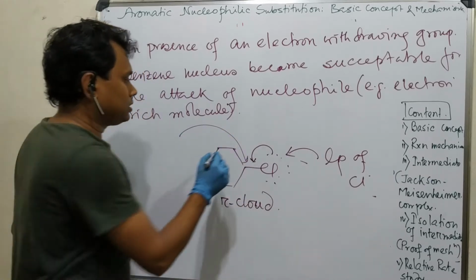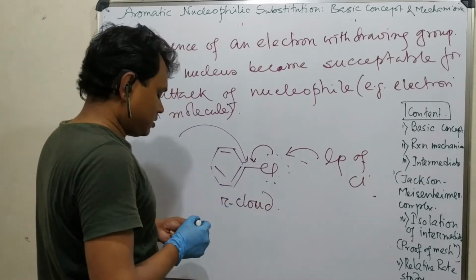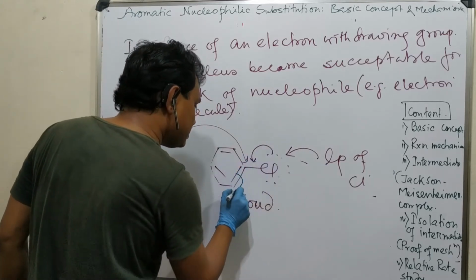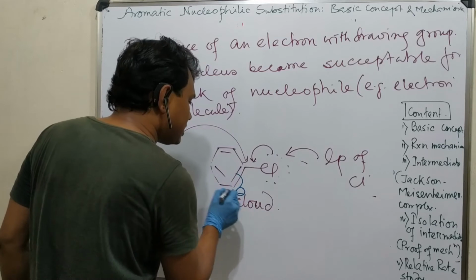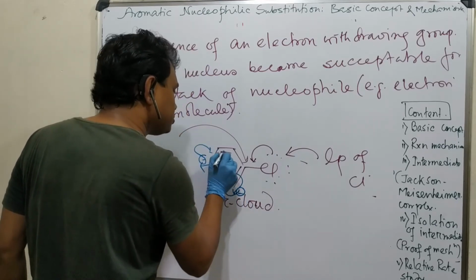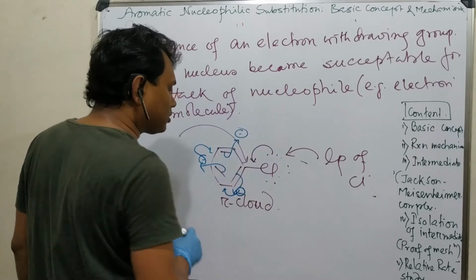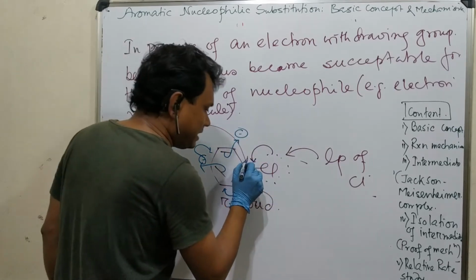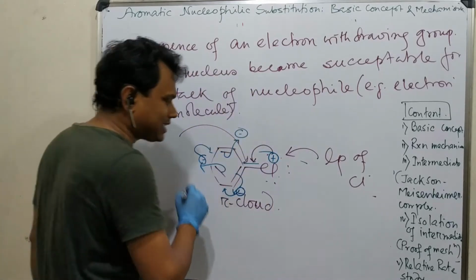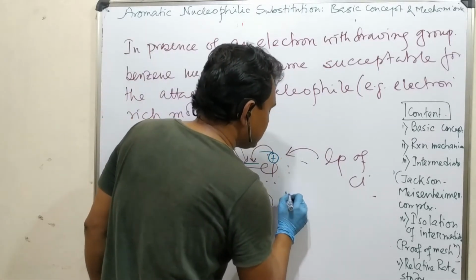If you see, it has these 3 bonds. If this chlorine delocalizes its lone pair here, the negative charge will be here, then it will push, then the negative charge will be here, then it will push, and the negative charge will be here. Conclusion: this chlorine has a double bond with a plus charge. What does it indicate? This is the third point.